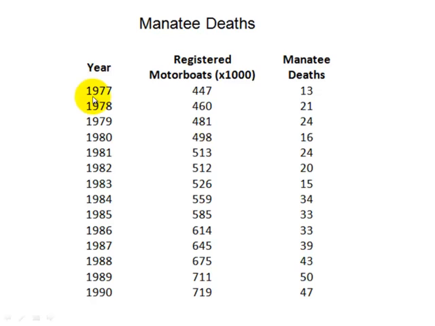Here's our dataset. Here we have the years, we have the number of registered motorboats, and the units are 1,000, and we have Manatee deaths. What we're going to look at is the relationship between the number of registered motorboats and Manatee deaths. We will begin doing this in Minitab.